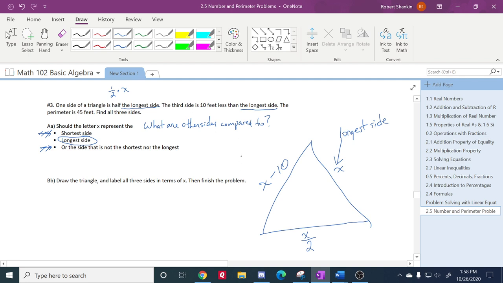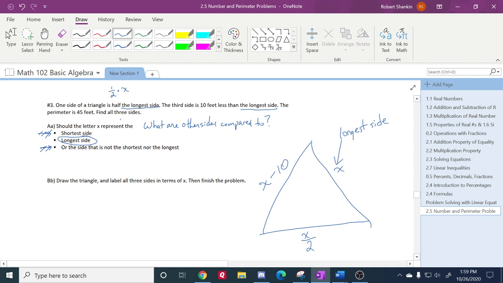Alright, now we have 3 of the sides labeled. But this would have been impossible to label if we hadn't chosen the x as the longest side. The longest side was showing up twice, and it was what one side was compared to. It's half of the longest side. The third side is 10 feet less than the longest side. So we had to really concentrate on choosing x to be the right one and labeling it like that. And then the other parts of the picture start to make some sense.